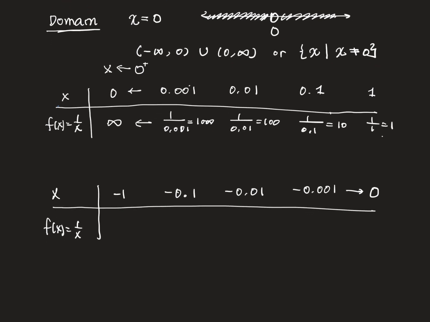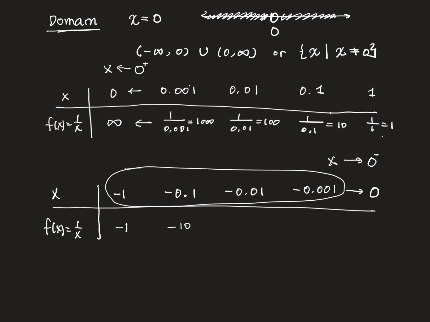The other way: these x values are all less than 0, so the numbers are all less than 0. This is the other notation, x approaches 0 from the left. What happens then? Here we get negative 1, negative 10, negative 100, negative 1000. The value gets bigger, but the sign is negative, so the notation is negative infinity. So at x equals 0, the y values get bigger on one side and smaller on the other. That's the specific behavior in rational functions.